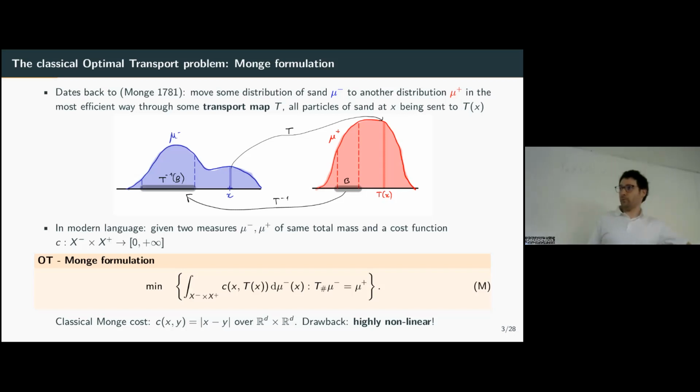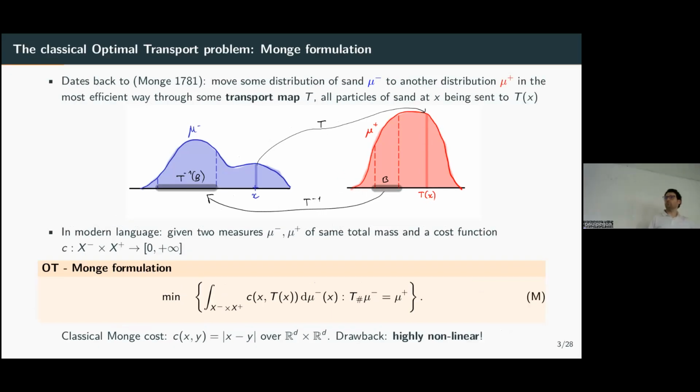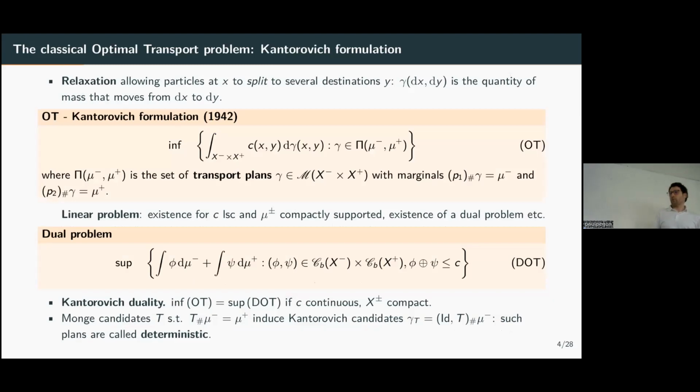So the drawback of this formulation is that you see it's highly nonlinear. If you have some cost C which has no particular structure, the cost here is linear, but the constraint is even worse. This form of operator is not a linear constraint. So from a functional point of view, this is very bad to get existence, for example. Okay. So the idea of Kantorovich was to relax this problem and to allow more general movements of mass. So now a particle at X doesn't have an assigned destination, T of X, but it can have several of them.